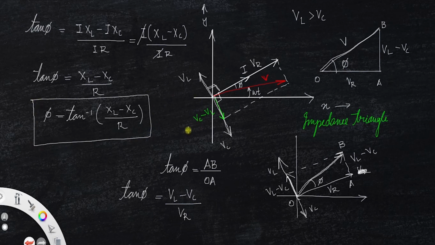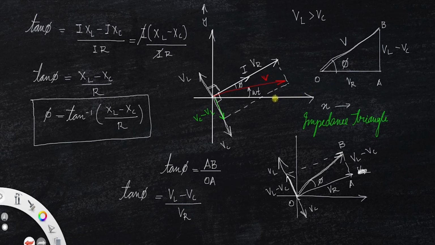This is the case of an inductive circuit. In the case of a capacitive circuit, phi will be tan inverse of XC minus XL by R. Clear? So this is called the impedance triangle.